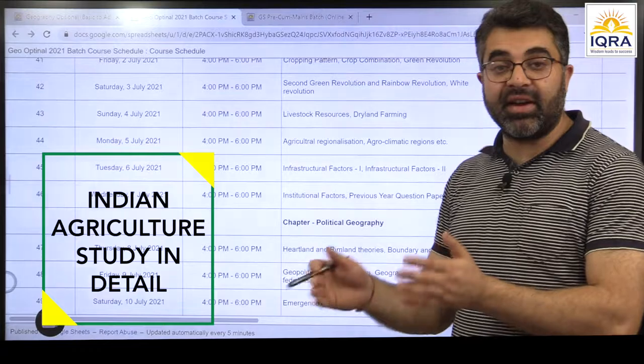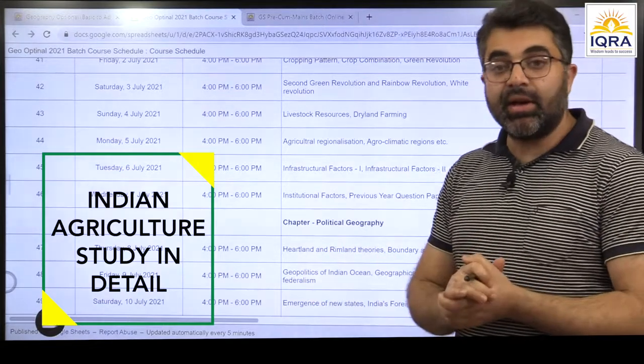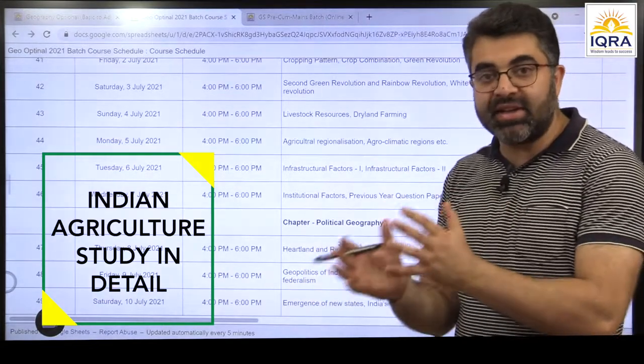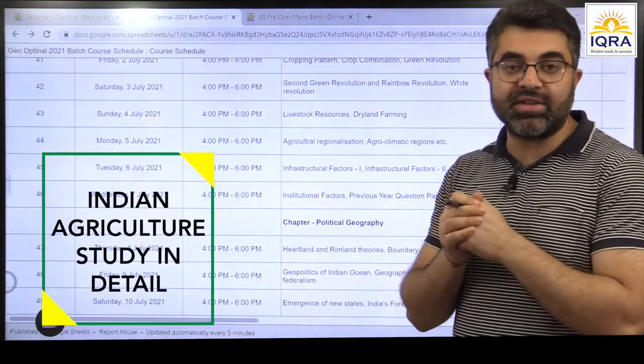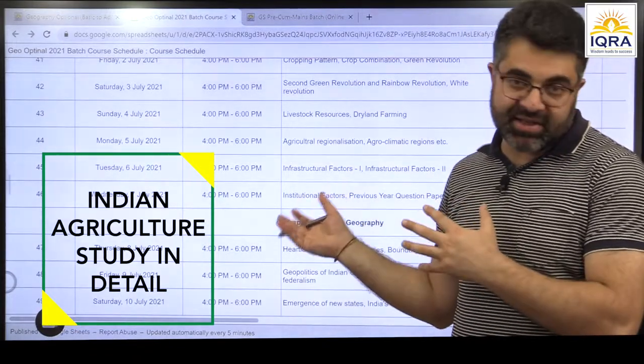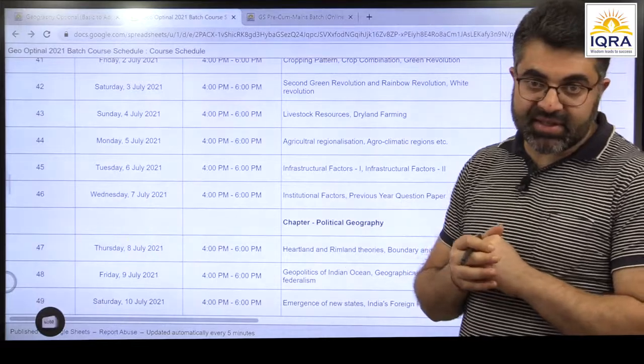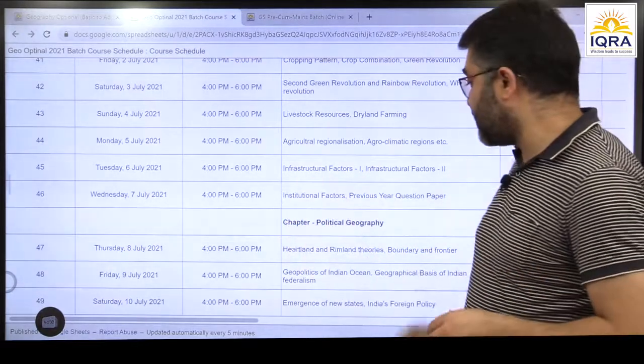There are 4 to 5 agricultural regionalizations. So it's not so easy that the world agriculture regions, Whittlesey classification and some more classifications are there, but here it's more detailed. So I would suggest that we study it separately as a part of paper 2.